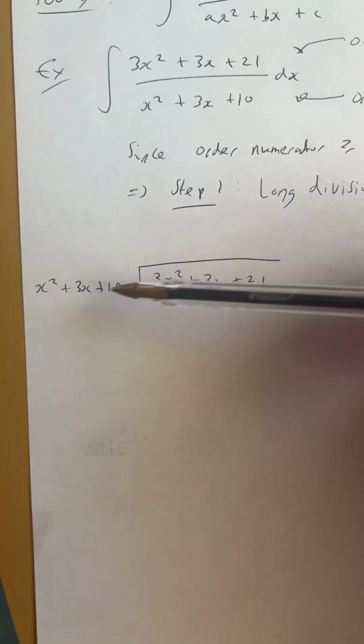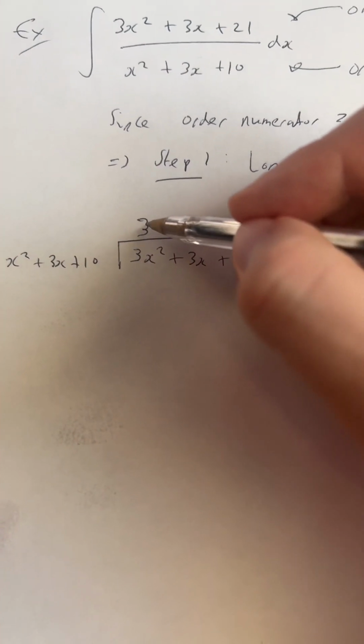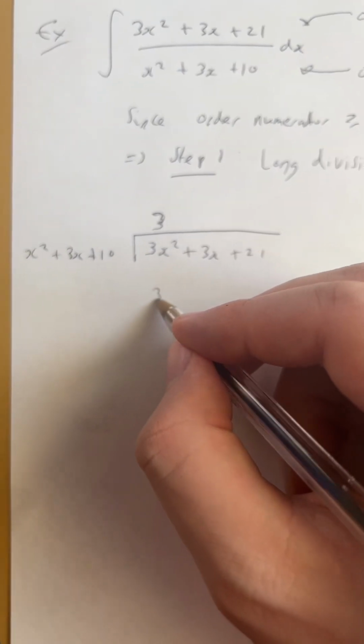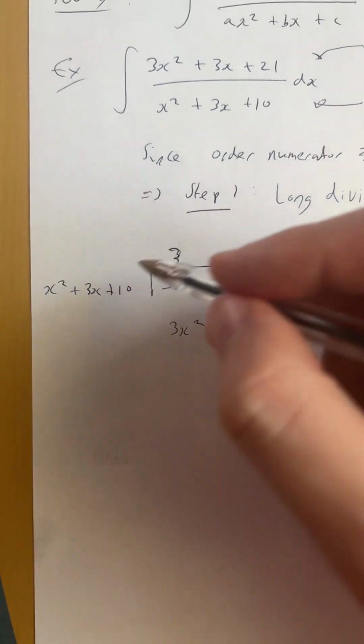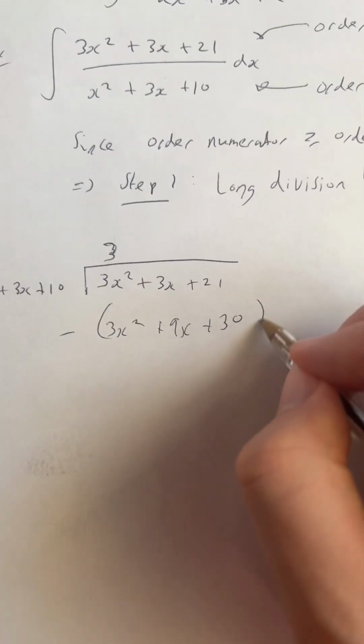We're going to do 3x squared divided by x squared. That is going to be 3. So I'm going to put a 3 up there. And then we're going to do 3 multiplied by our divisor. So 3 times x squared is 3x squared. 3 times 3x, that's going to be 9x, so plus 9x. And then 3 times 10 is 30. And then do row 1 take away row 2.